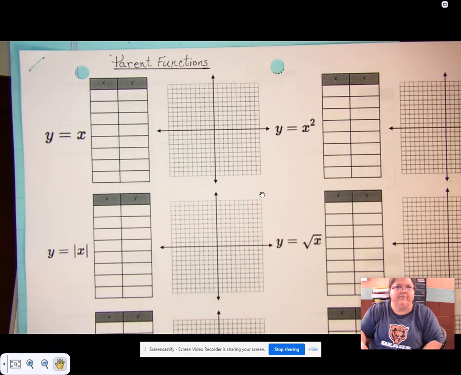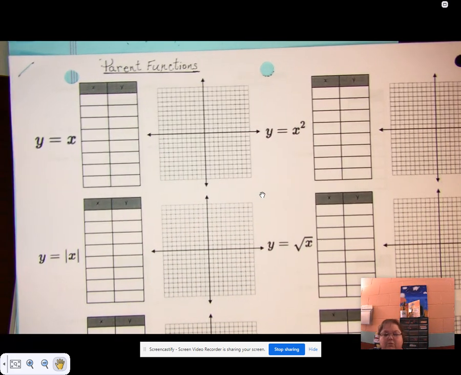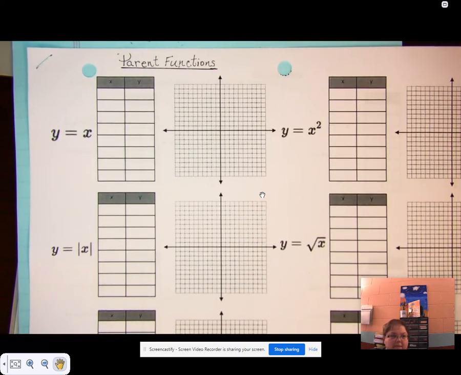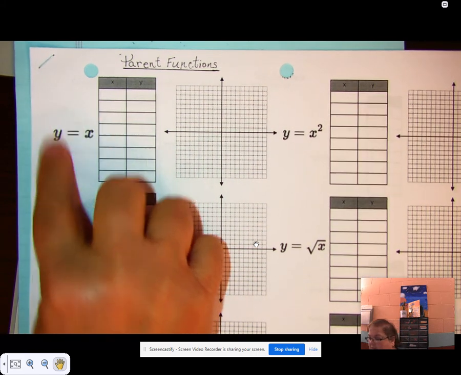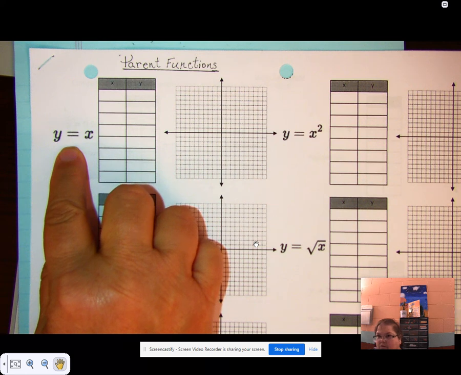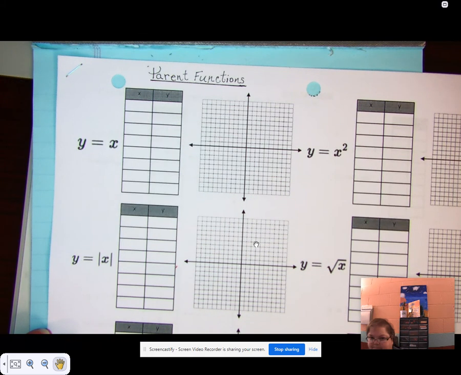Parent functions. Here we go. There are 6 parent functions that we're going to discuss. Parent functions mean that when I graph, I only have the x value here. The invisible 1 is with it. There is nothing added to it or multiplied to it. It is the basic graphing function.